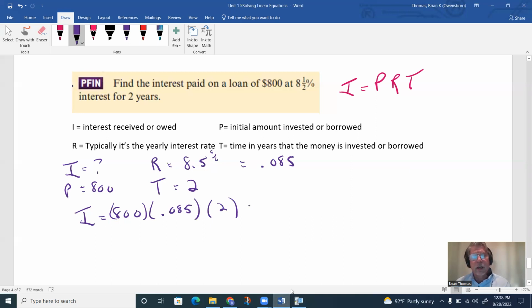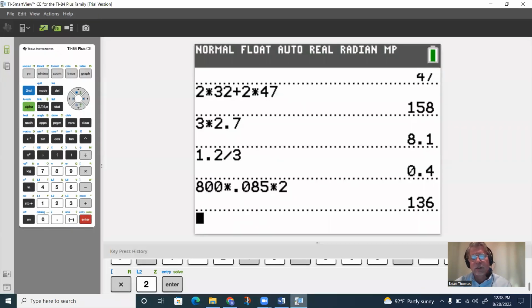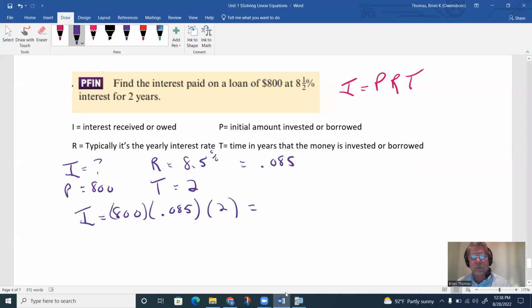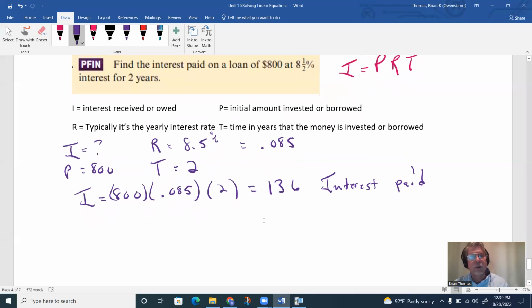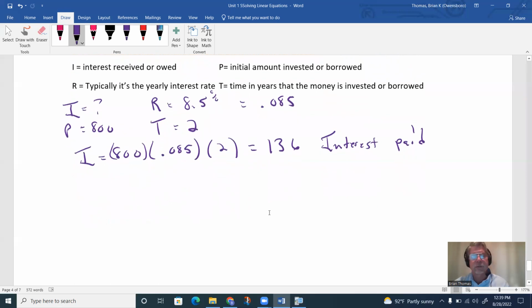So if I borrow $800 at 8.5% interest for 2 years, I'm going to have to pay back, what was that again? $136. So 136 is going to be interest paid on the loan. So I would have to pay back the $800 and the $136 in order to be square with my borrowing. So the interest is all they ask for, though, which is $136.